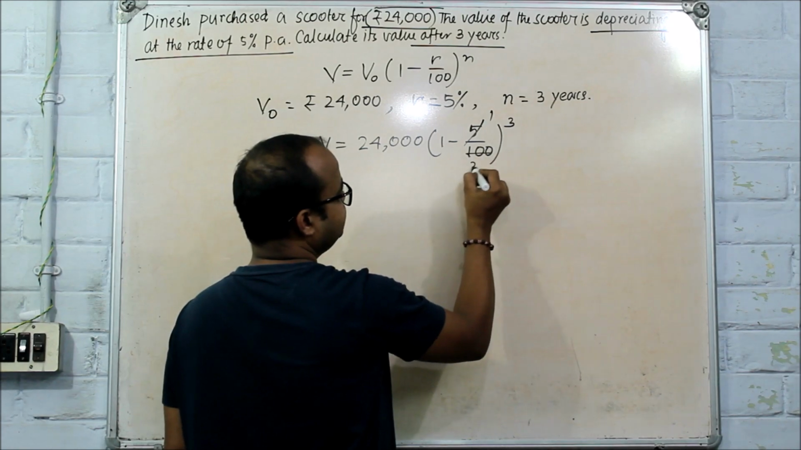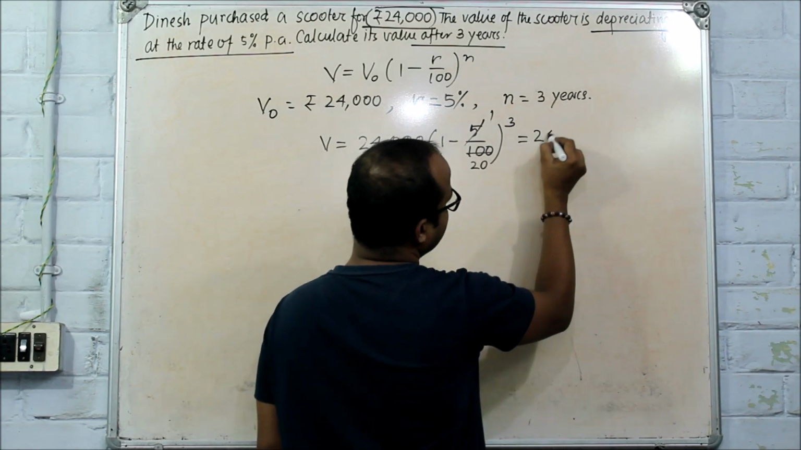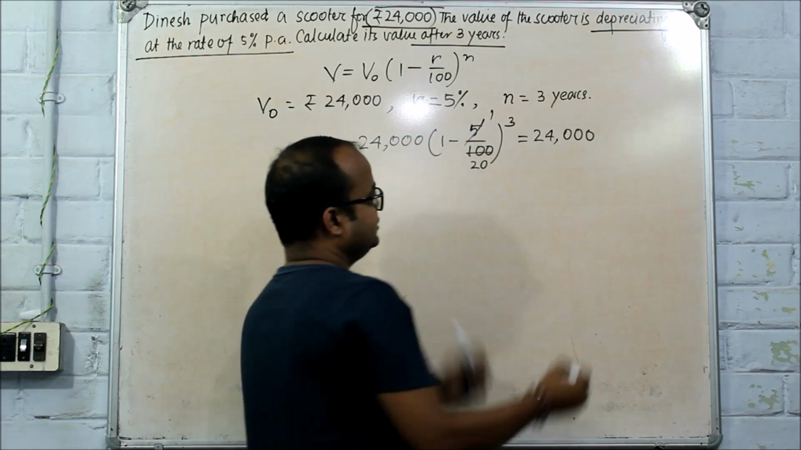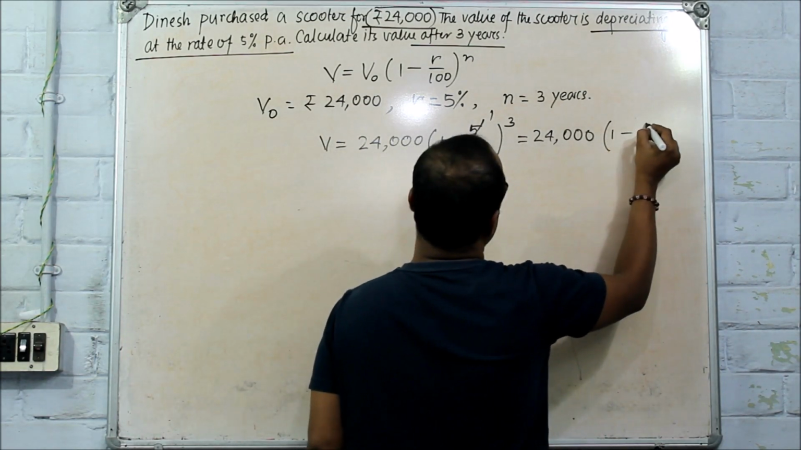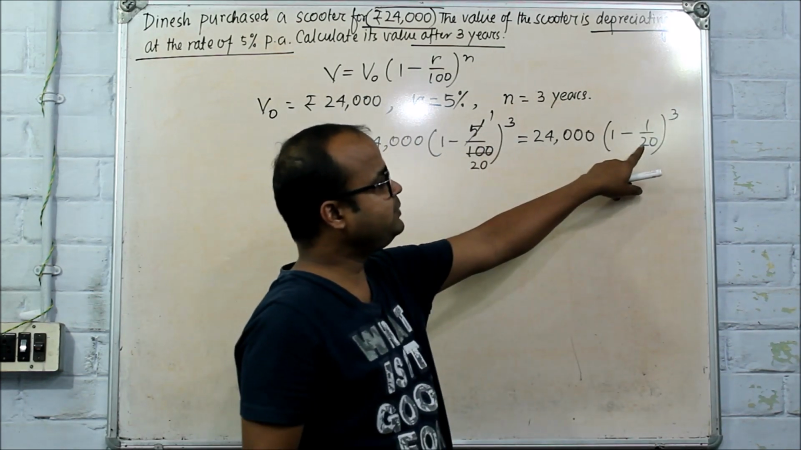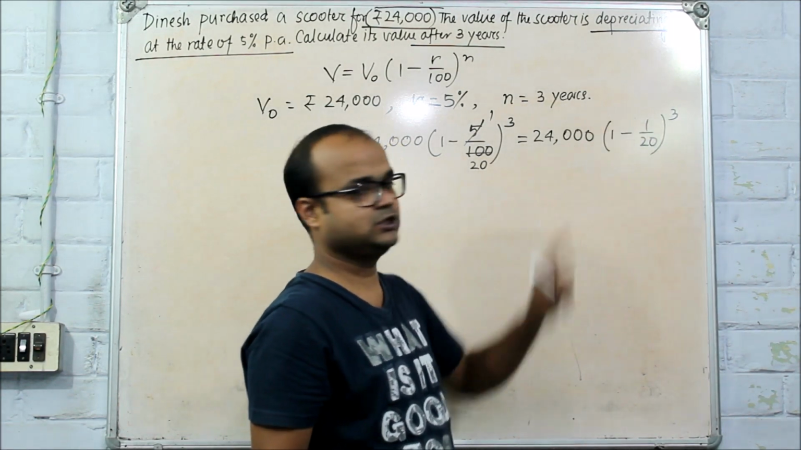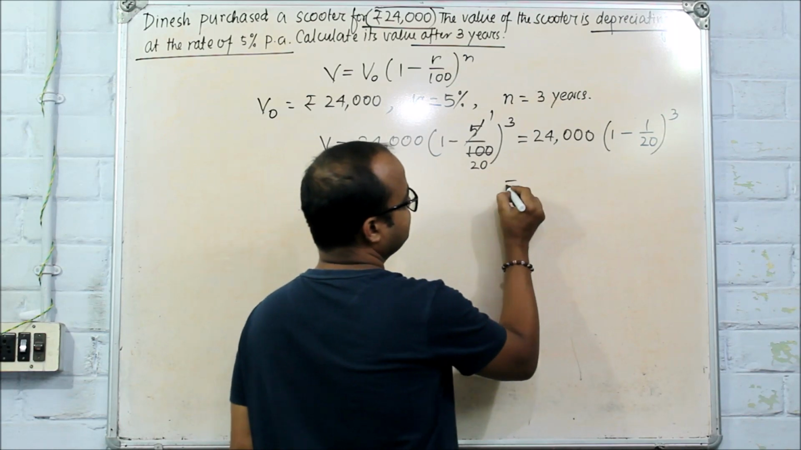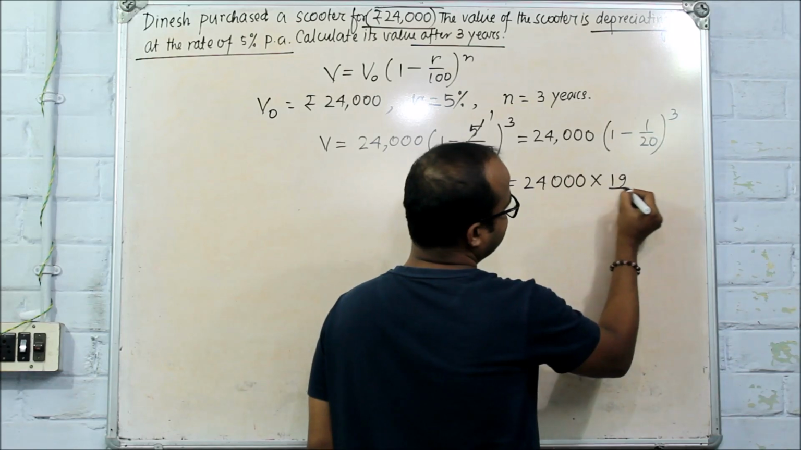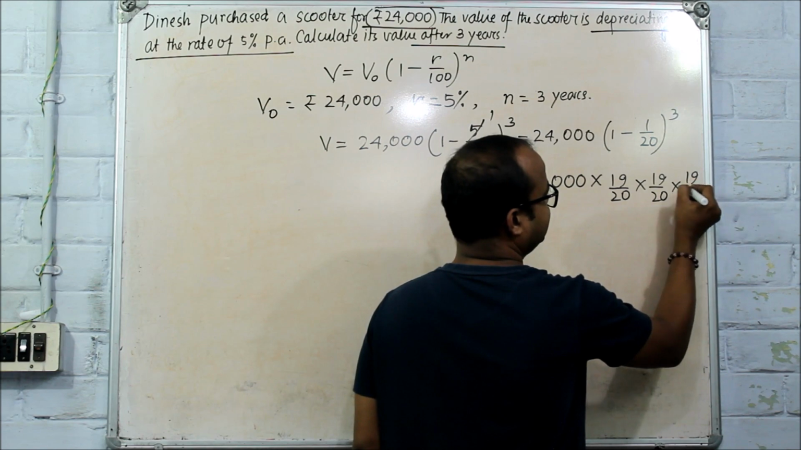5 ones are 5, 5 twenties are 100, so 1 by 20. So this will be equal to 24,000 into the term within the bracket, (1 minus 1 by 20) to the power 3. If you simplify the term within the bracket, 20 into 1, 20 minus 1, that is 19 by 20 cube. So 24,000 into 19 by 20 into 19 by 20 into 19 by 20.